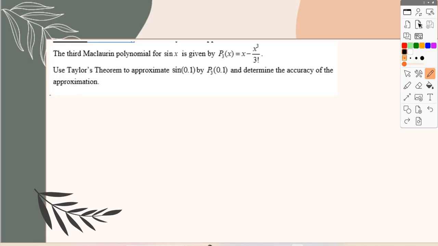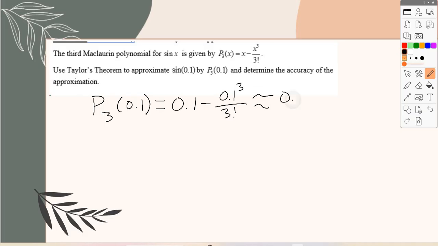Alright, so what's that first part asking us to do? Plug in 0.1 for what? X. Yes? And so we get that this is approximately 0.09983. Finding the approximation is usually not the hard part. Again, it's that second accuracy approximation.